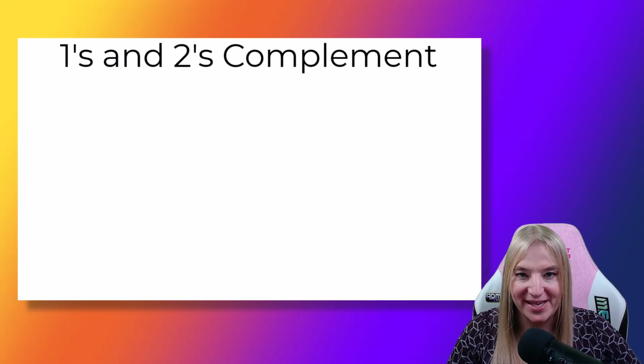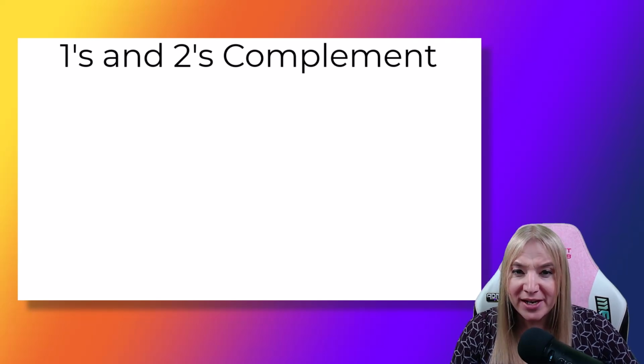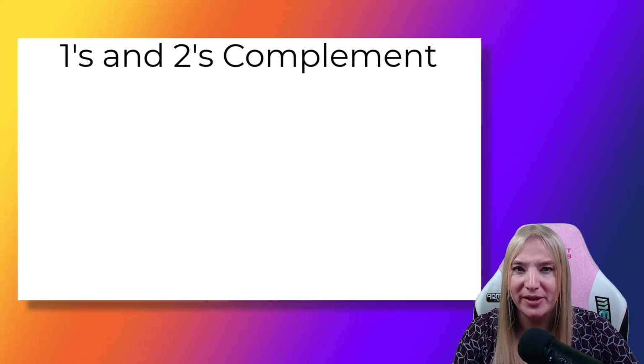So let's get started. Before we begin, what is the purpose of ones complement and twos complement data? Well, it's all about data representation. We said in the offset binary tutorial that it's all about being able to represent positive and negative numbers. So this is another way that we can accomplish that.